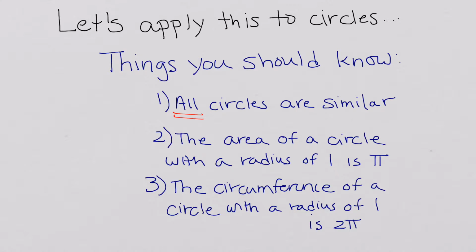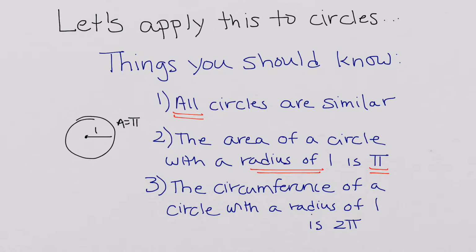So if you have a circle and the radius is 1, the area is going to be pi, okay? So once again, if you have a circle and the radius is 1, the area of this circle is going to be pi.